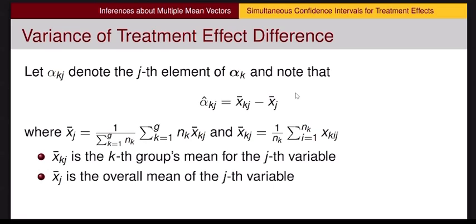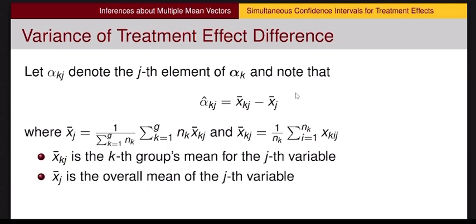Yesterday we started inferences about multiple mean vectors. I walked you through the one-way analysis of variance for univariate and for multivariate extension. Today, after we are done with the variance of treatment difference, I am also going to walk you through two-way multivariate analysis of variance. Let's first start with the variance of treatment effect difference.